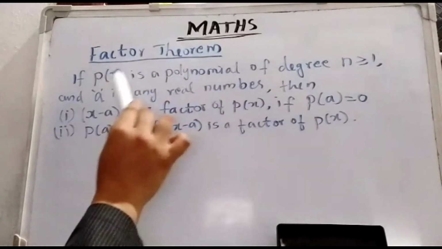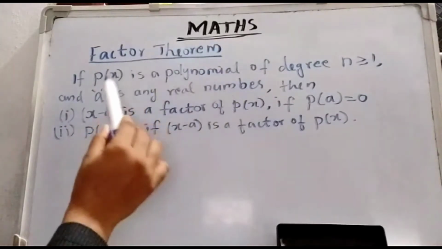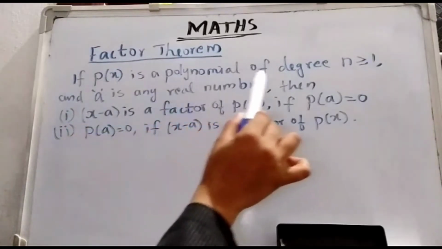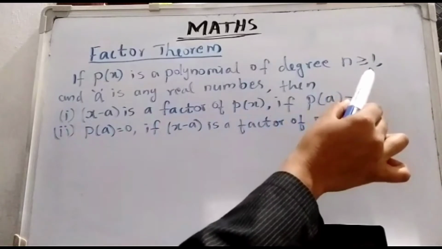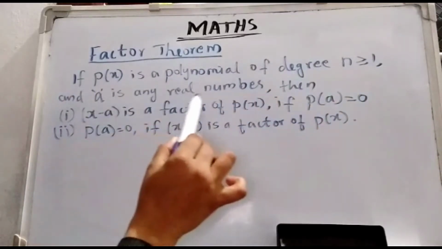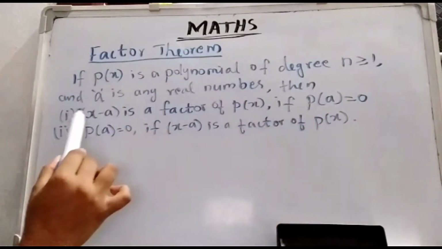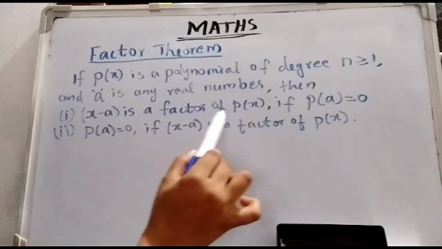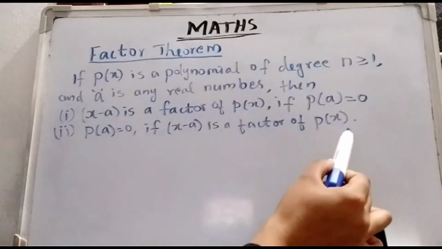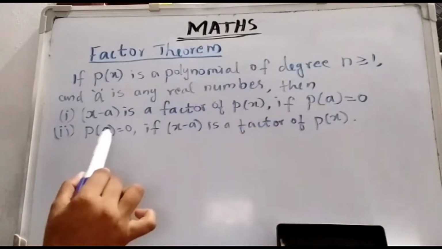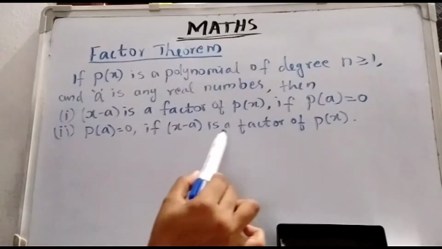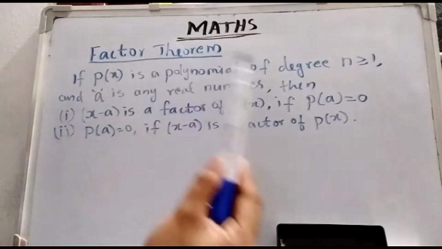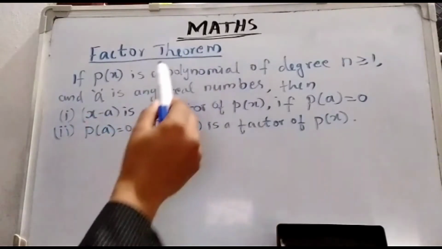Factor theorem means, I will read. If p of x is a polynomial of degree n greater than or equal to 1 and a is any real number, then there are two statements. First one: x minus a is a factor of p of x if p of a is equal to 0. Second one: p of a is equal to 0 if x minus a is a factor of p of x. Let us discuss in detail.